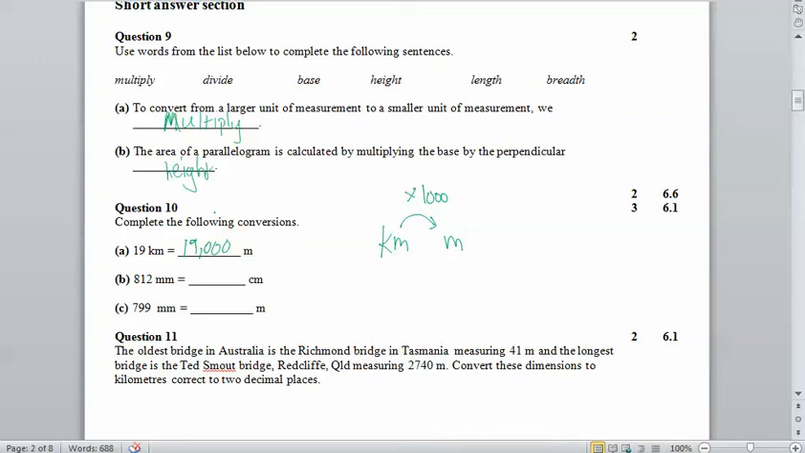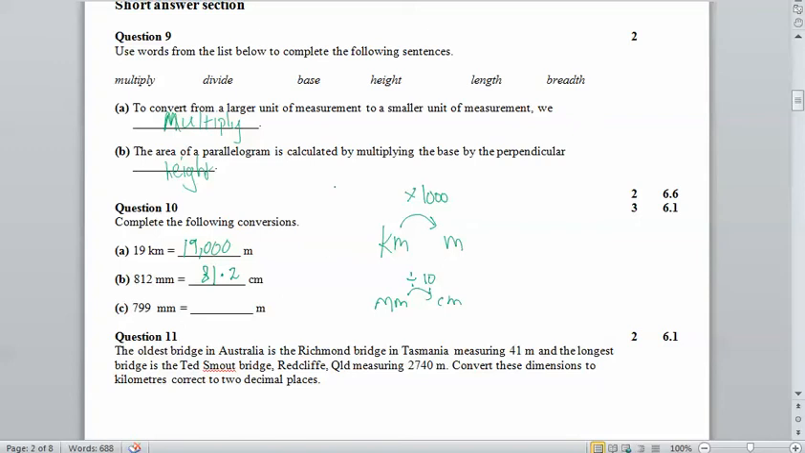Millimetres to centimetres, however, what do we do? We divide or we multiply? Divide by 10. So, 812 millimetres is 81.2. No. That's multiplying it by 100.